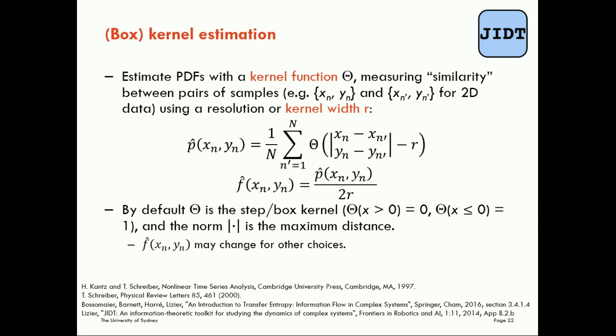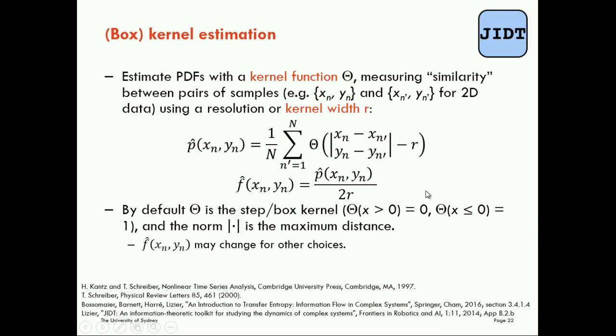So, kernel estimation looks at estimating the probability density functions using what we call a kernel function, which measures a similarity between pairs of samples. Here we're going to look at an example for two-dimensional data, measuring their similarity using a resolution or kernel width r. So for our given sample n, we average over all of the other samples, taking the magnitude of the difference between point n and point n prime with respect to some resolution, and then we put that through what we call our kernel function.